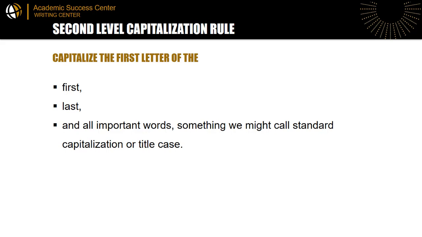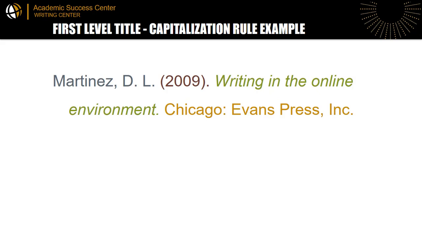Let's look briefly at a couple of examples. In this reference page citation, you can see that the source has only one title, a first-level title, Writing in the Online Environment. The rule for the first-level title says to capitalize only the first letter of the first word, except for proper nouns, proper adjectives, and the first letter of words that follow a mark of punctuation. This title has no proper nouns or proper adjectives or any punctuation within the title, so the only letter that needs to be capitalized is the first letter of the first word, the W in writing.